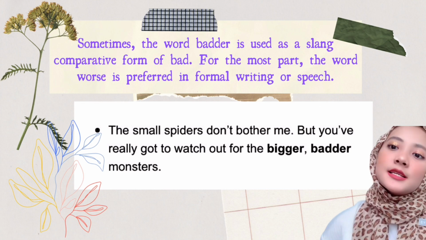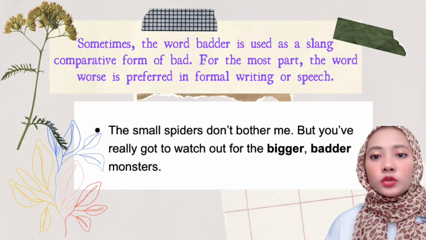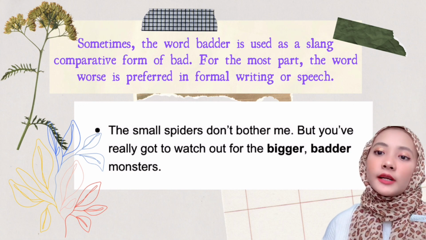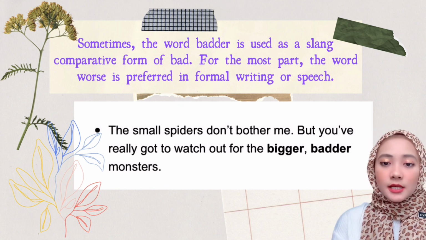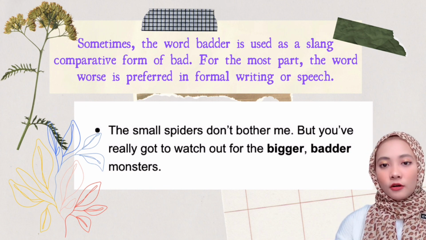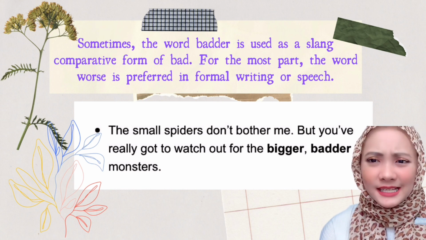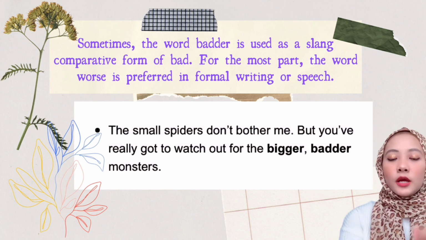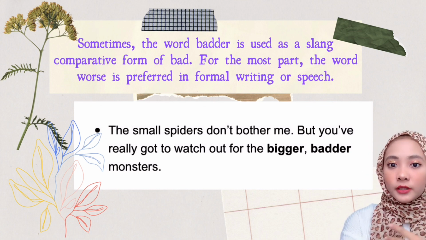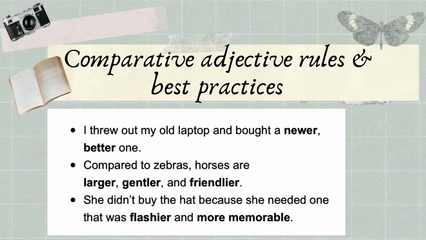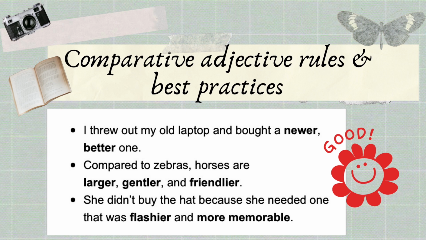Like I said before, sometimes the word better is used as a slang comparative form of bad. For the most part, the word worse is preferred in formal writing or speech. An example in sentences is, the small spiders don't bother me, but you have really got to watch out for the bigger, badder monster. Like that, alright? Next is comparative adjective rules and best practice. So this is the sentences of it. You can read it on your own.